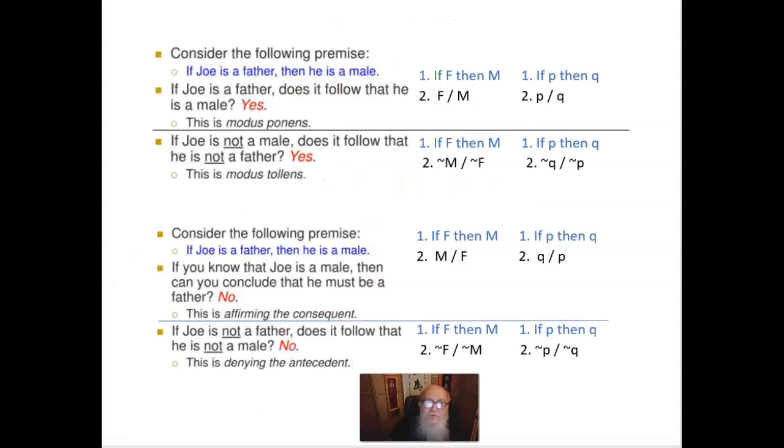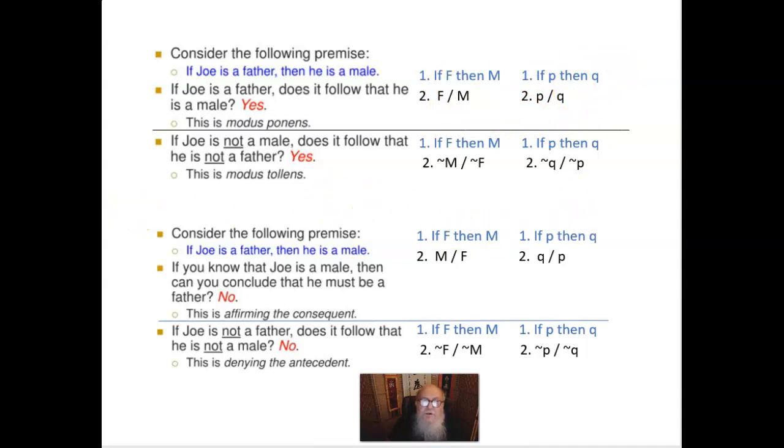Consider the following premise. If Joe is a father, then he is a male. And of course we mean a biological father here, right? If F, then M, which gives us if P, then Q. If Joe is a biological father, does it follow that he is a male? Yes, right? And this is modus ponens. If F, then M, if P, then Q, P, therefore Q.